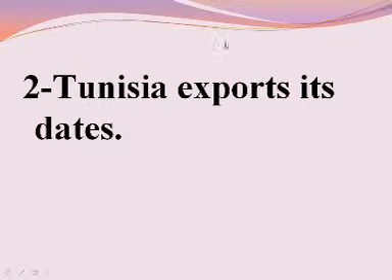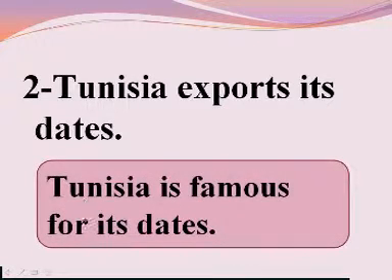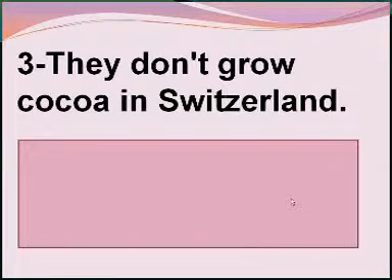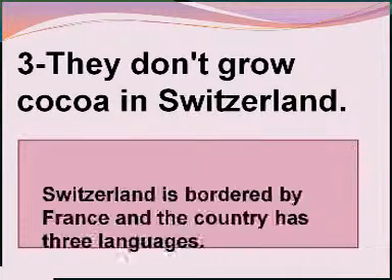Something else. Tunisia exports its dates. Tunisia exports, it sends out the dates. So this is the fact. What inference can you make? Good. Tunisia is famous for its dates. Very good. They don't grow cacao in Switzerland.